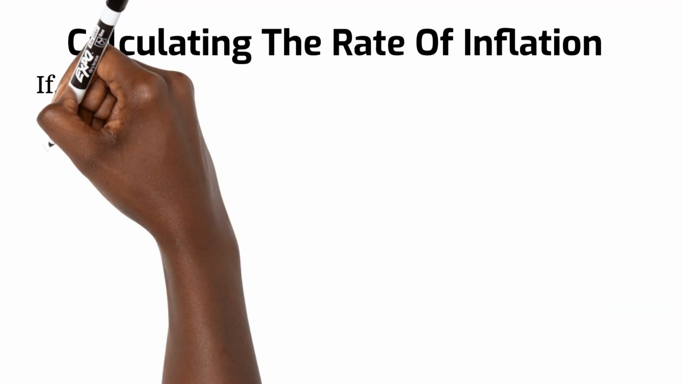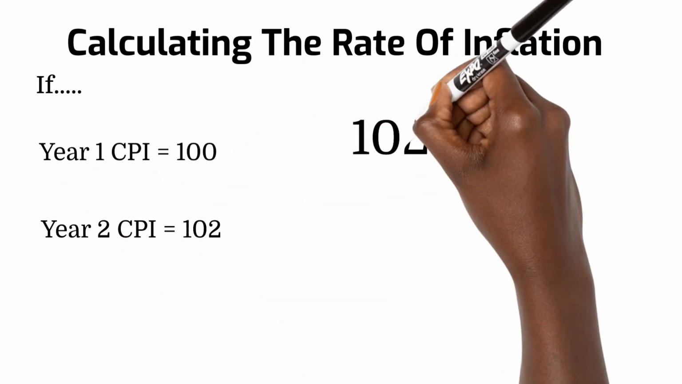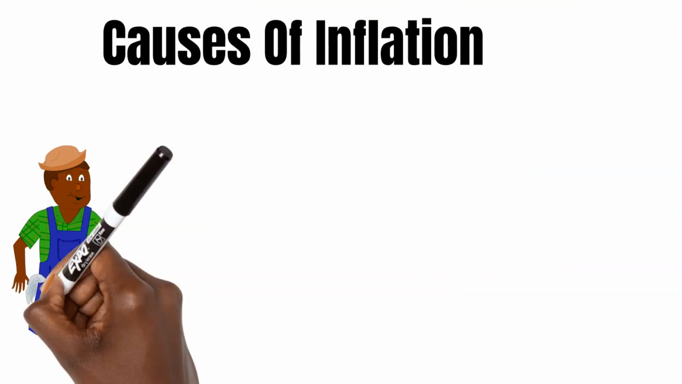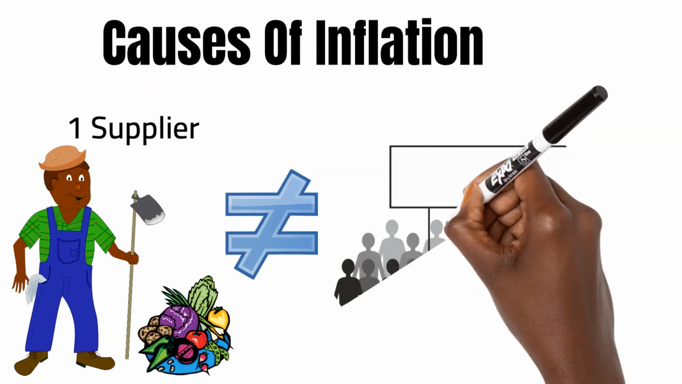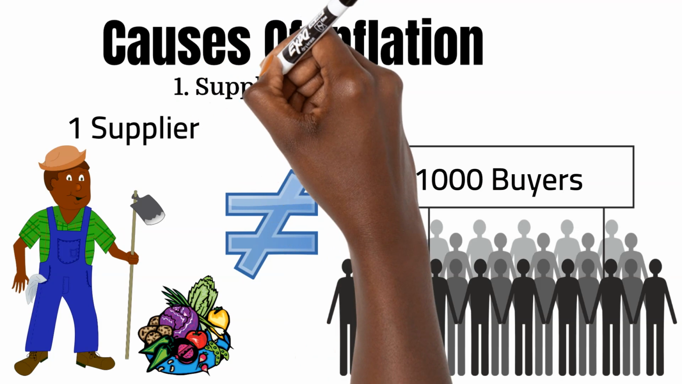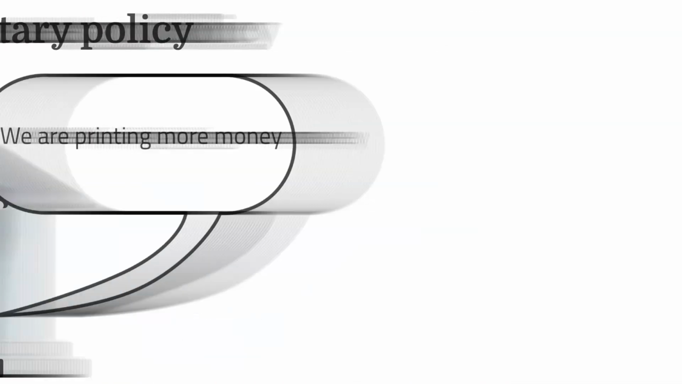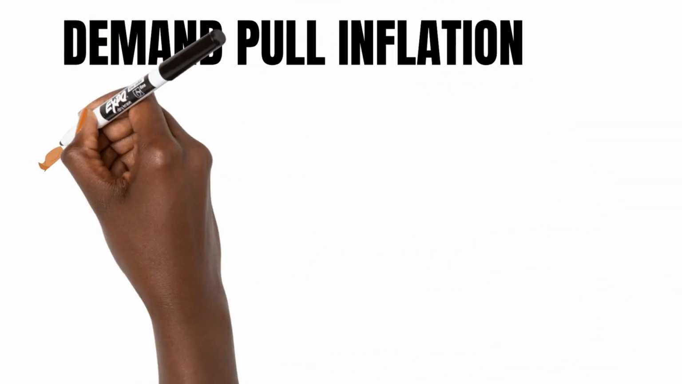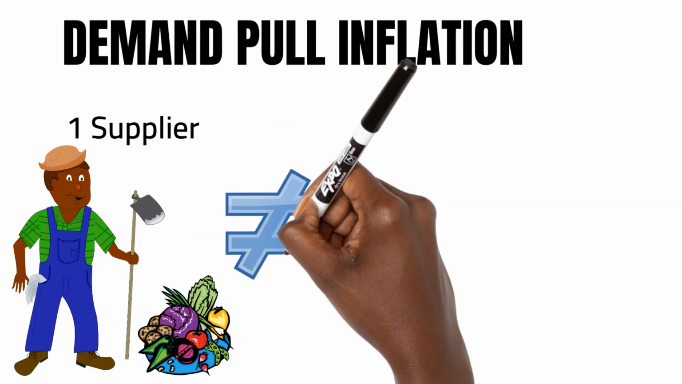The percentage change in the CPI over a period of time is used to calculate the rate of inflation. For example, if the CPI was 100 in one year and 102 the next year, the rate of inflation would be 2%. Now let's look at the causes of inflation briefly. Inflation can be caused by a number of factors, including supply and demand imbalances, changes in the monetary policy, and increases in production costs.